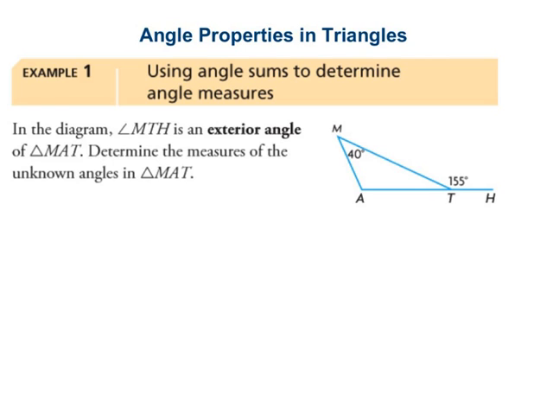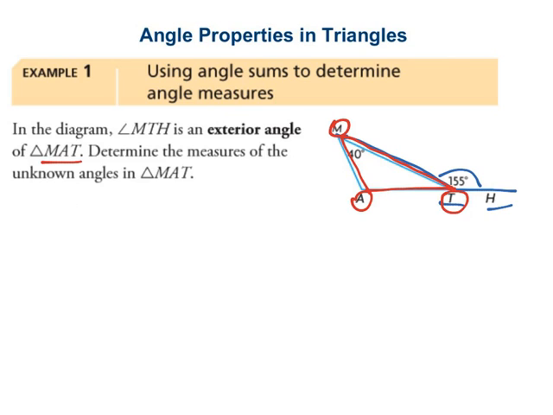Let's first talk about this exterior angle MTH. So we start with M, we go to T, finish at H. So here's your angle. This angle is 155. That's your exterior angle. The next thing, we have a triangle MAT. Notice the vertices, notice the names MAT.